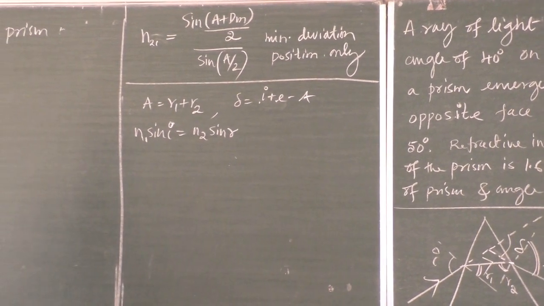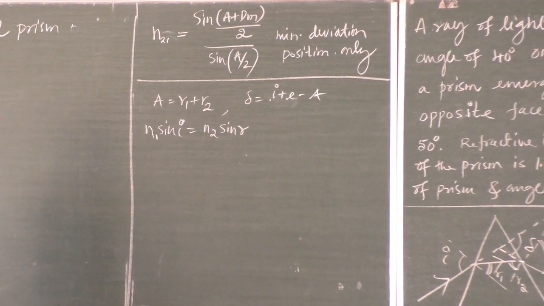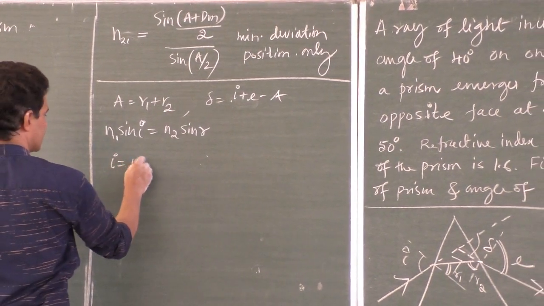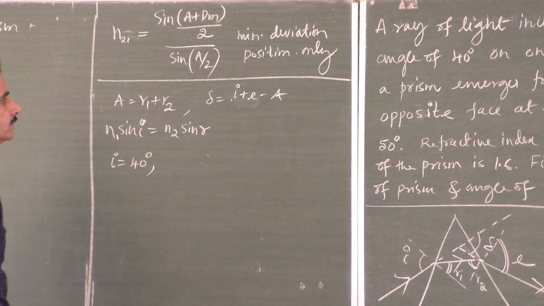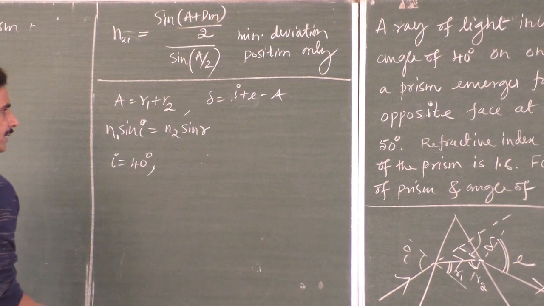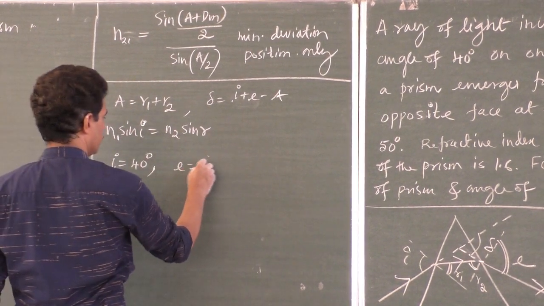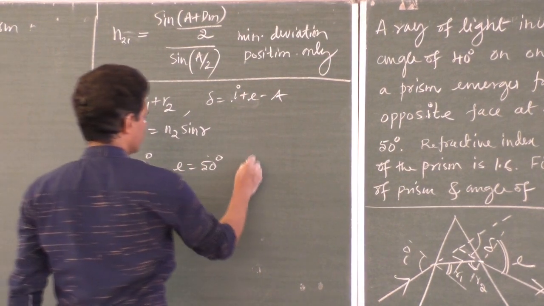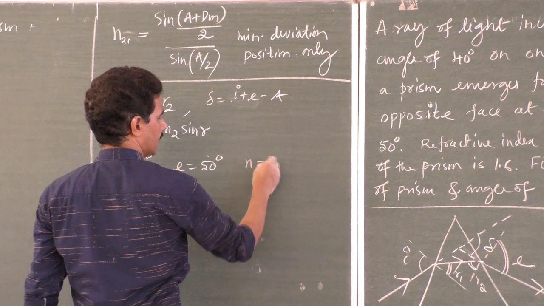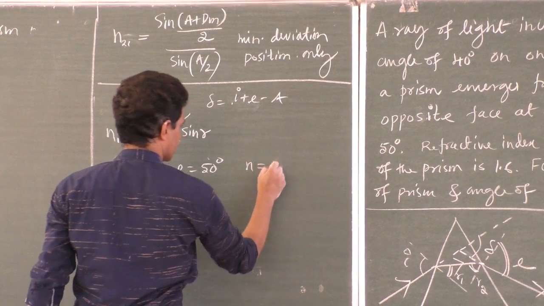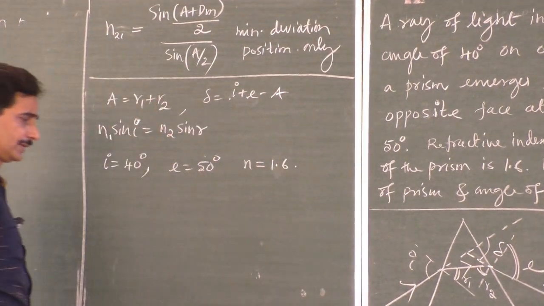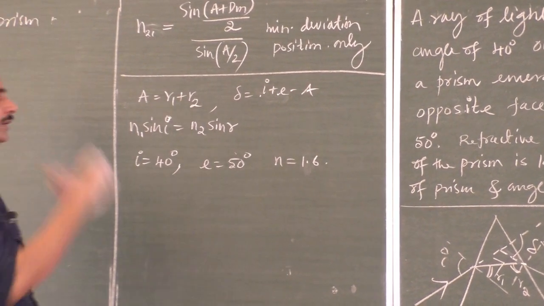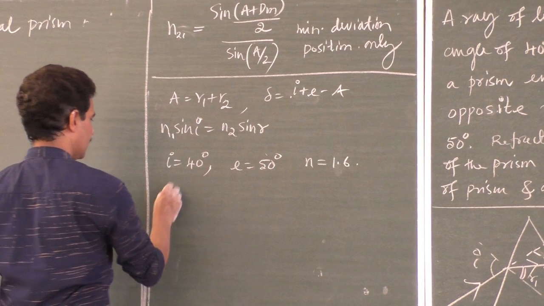Okay? Now, we will list the values. What are the values? Incident at an angle of 40 degrees, I is given, on one face of a prism and emerges in the opposite face at an angle of 50 degrees, the angle of emergence. Refractive index of the material of the prism is 1.6. And what about the other medium? Nothing is mentioned, so it should be air. If it is not mentioned, automatically it is air. Find the angle of the prism and angle of deviation.